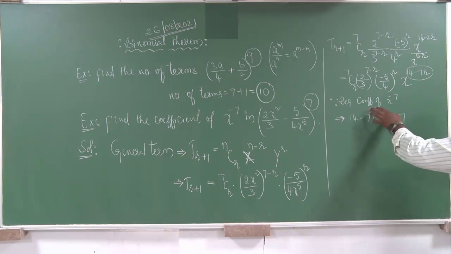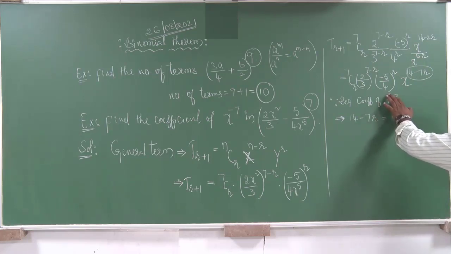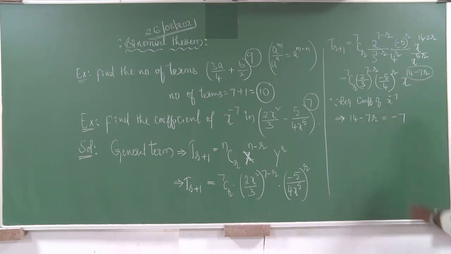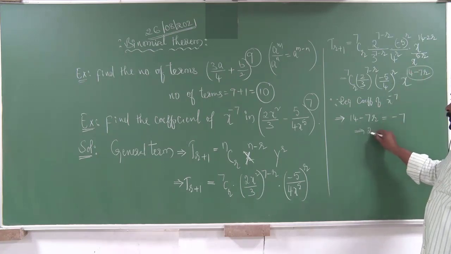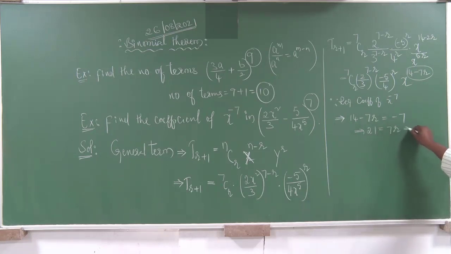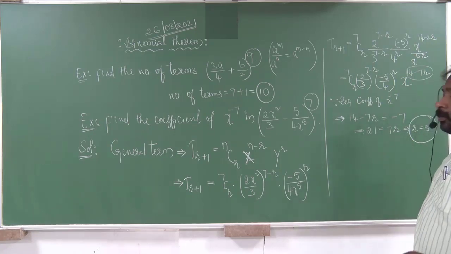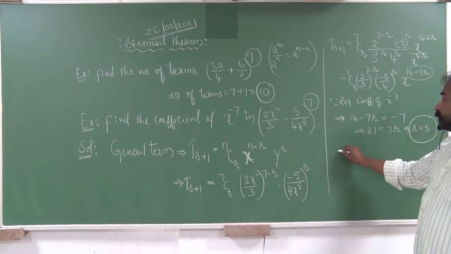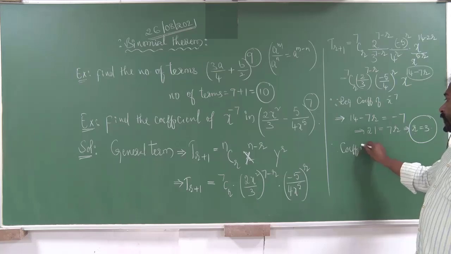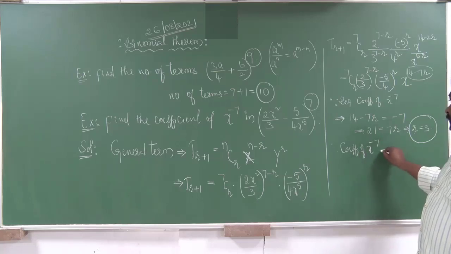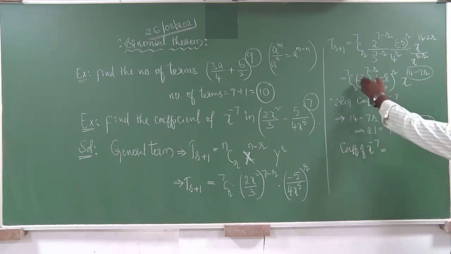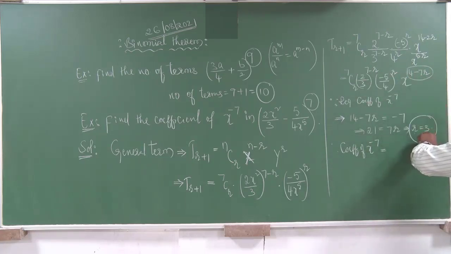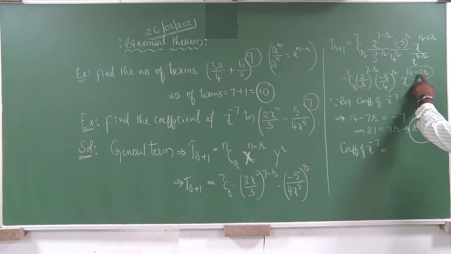So equating our required x power value and the general term x power value, you will get like this. Then simplify, 21 is equal to 7r, means r is equal to 3. What they are asking? Coefficient of x power minus 7. So r value we got, this is the value. If you replace the r value in the general term, therefore the coefficient of x power minus 7 is equal to, r value you can replace in the general term. If I replace r equal to 3 here, what can I get, tell me? 14 minus 21. 14 minus 21 means x power minus 7 only.